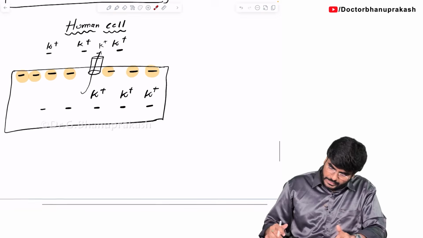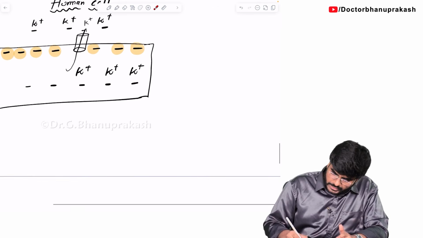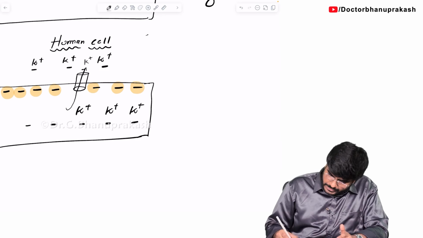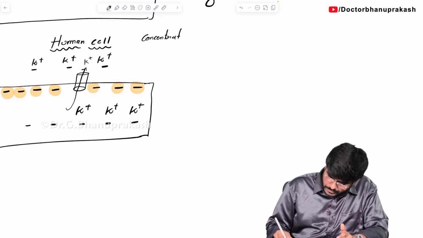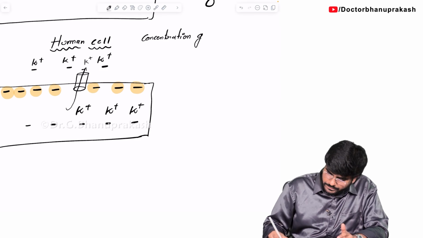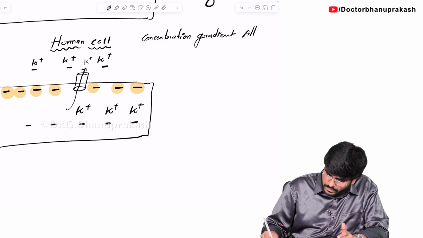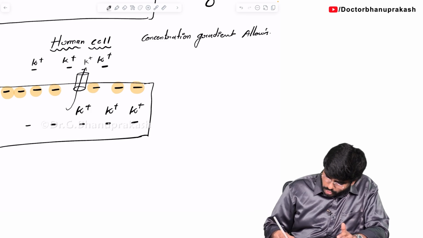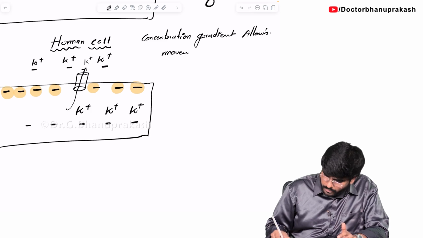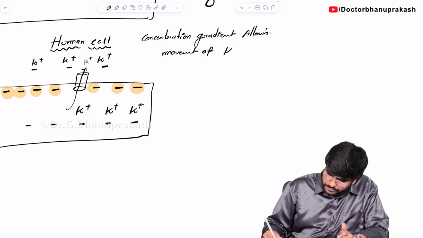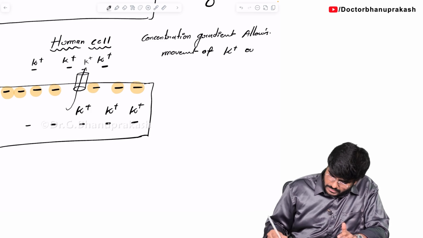Let me write two statements here which are very, very important. Concentration gradient allows movement of potassium out of the cell.